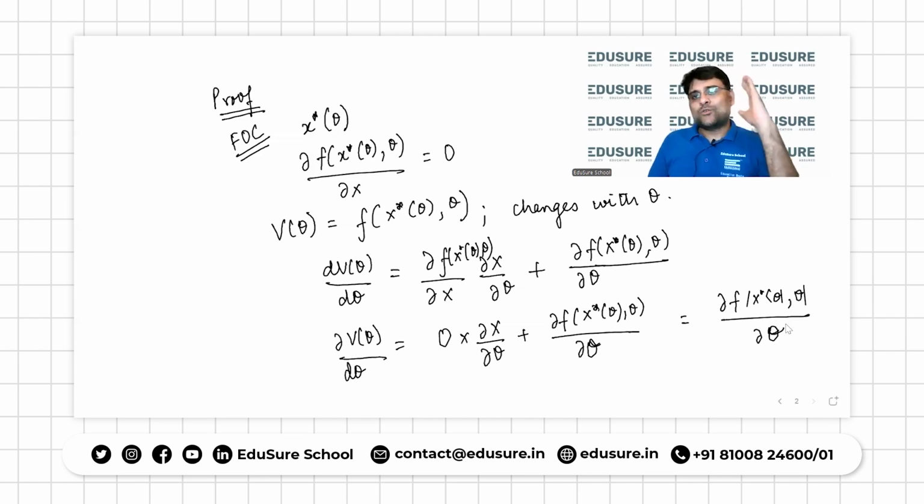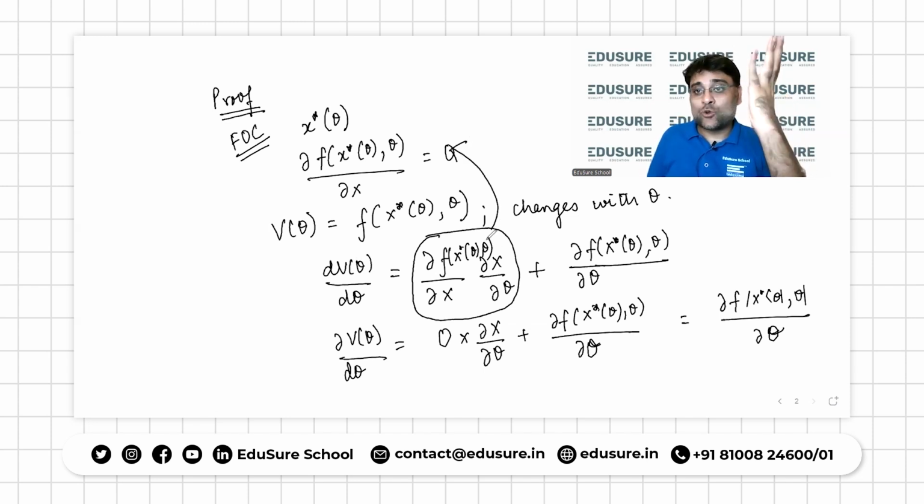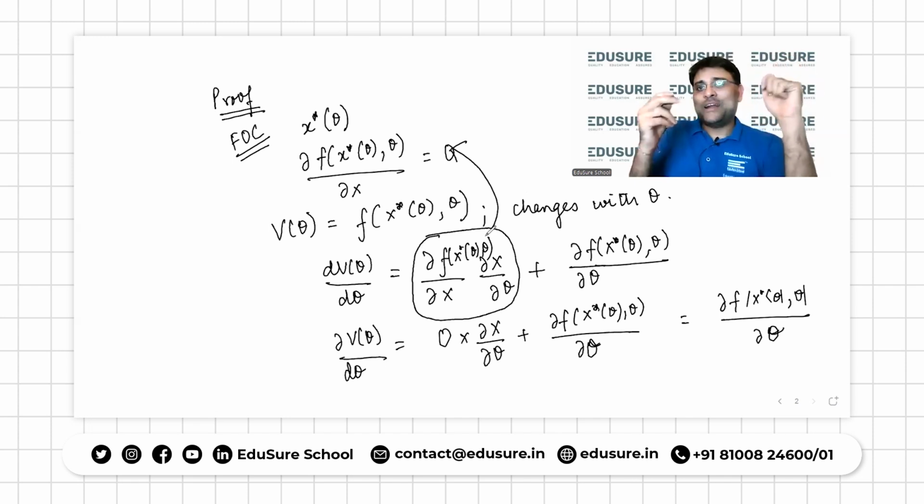Now this is the key result of the envelope theorem: the change in the objective function's optimal value with respect to theta is simply del f del theta. This part is called the indirect effect of theta, but this indirect effect does not affect the optimal value, because in the first order condition, this becomes 0. When I maximize, my del f del x is becoming 0, so this effect is nullified. That is what the envelope theorem says.